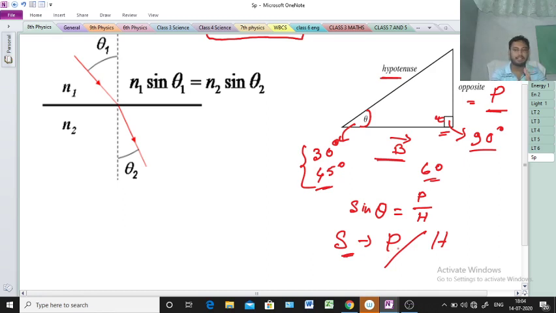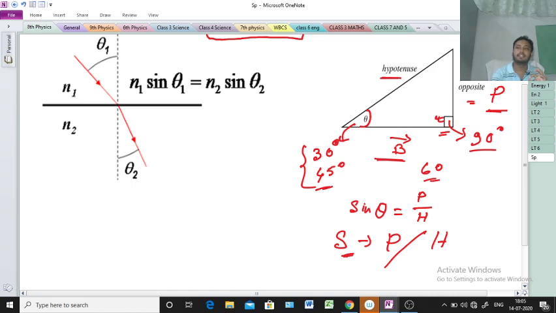I hope it is clear. Is there any doubt regarding this sine theta concept? Theta is the angle, maybe 0 degree, 30 degree, 45 degree, 60 degree, 90 degree, whatever you can consider. You can consider 65 degree, 67 degree, 75 degree, whatever. There is no limitation, but here the name is theta.